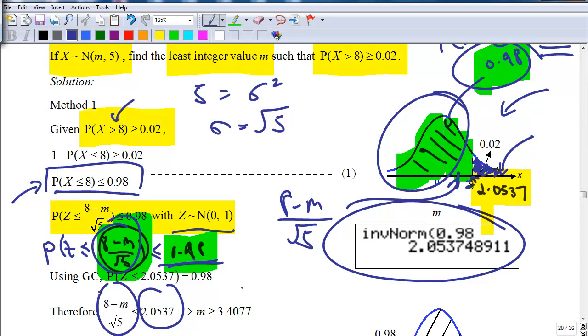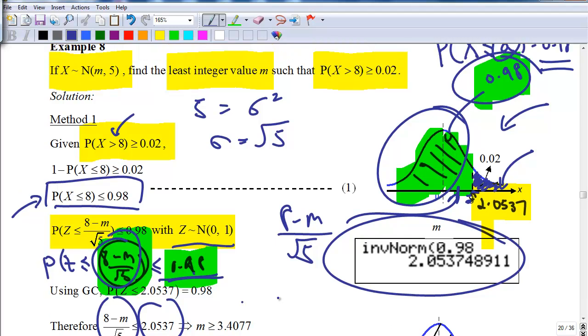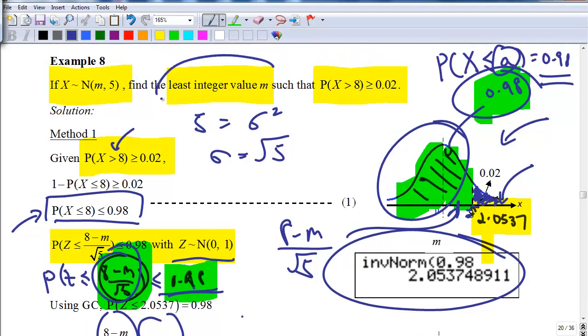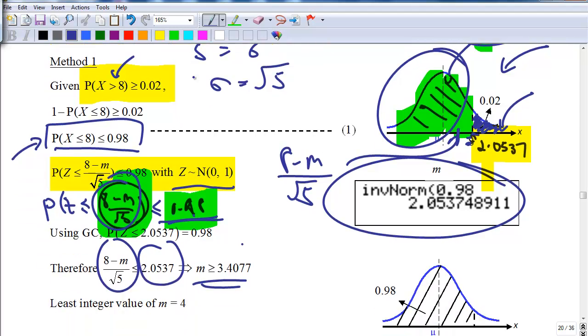So now all it remains for us to do is to make m the subject. So you cross multiply, make m the subject, you get this answer. Now m is bigger than or equals to 3.4077. It's not your final answer because the question wants the least integer value of m. So that means your least integer value of m must be 4.